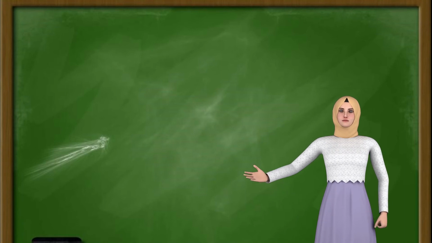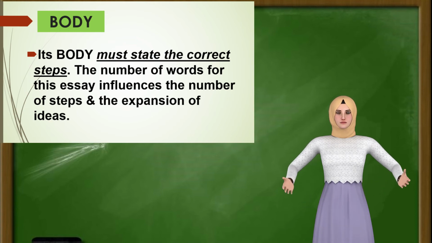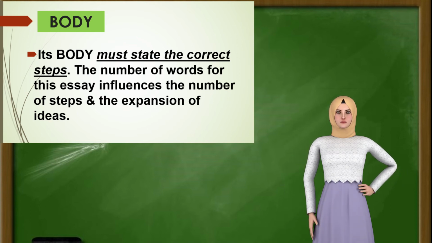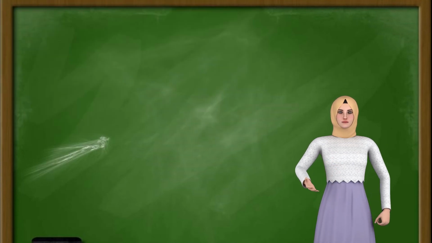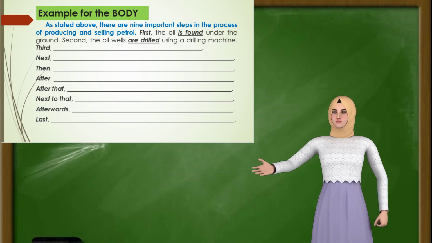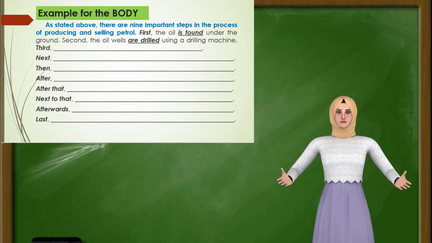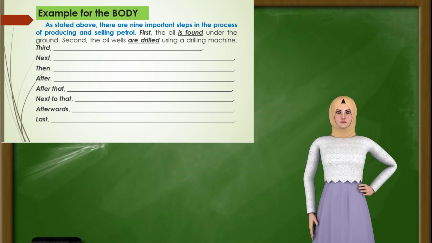As for the body, it must state the correct steps. The number of words for this essay influences the number of steps in AMP, the expansion of ideas. Looking at the given example, the body must be opened with a body thesis stating the topic and the number of steps from the flowchart. Then the first step will be constructed in the passive voice. This will be followed by the next step until the last step from the flowchart. In this part, the sentences must be in the passive voice.